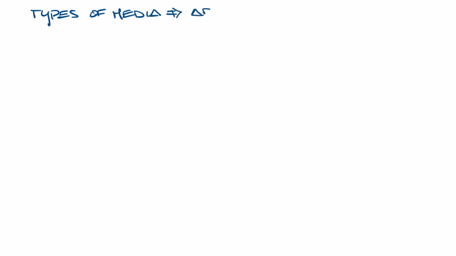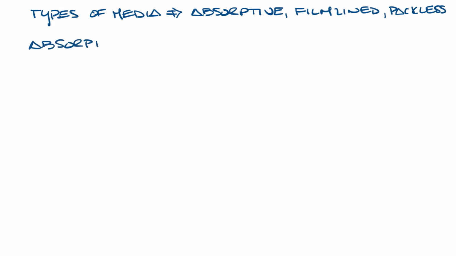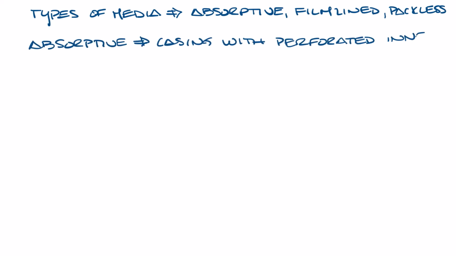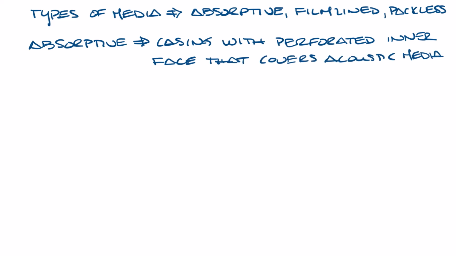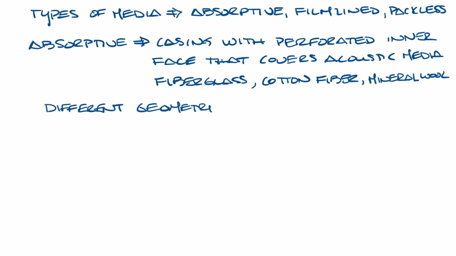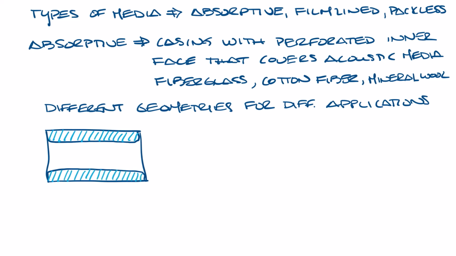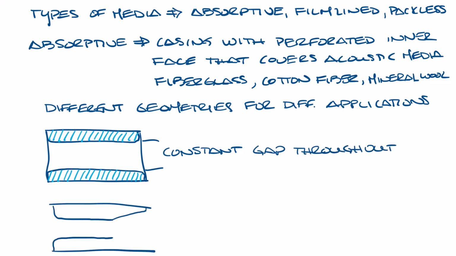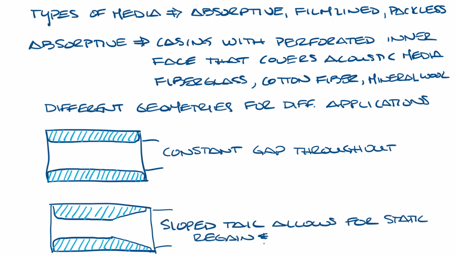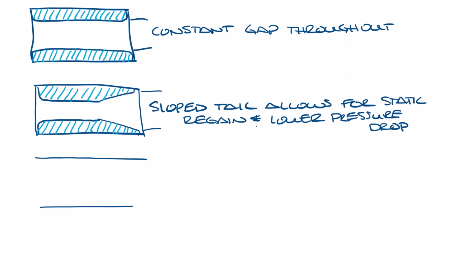There are several different options for the media inside the silencer: absorptive, film line, and packless. Absorptive silencers have a casing with a perforated interface on the inside that covers an acoustic media such as fiberglass, natural cotton fiber, or mineral wool. The silencers will have different internal geometries based on application. So you can have something like this, where this blue is the media, and this has a constant gap throughout the silencer. You can also have something like this that has a sloped tail arrangement, which allows for static regain and improved pressure drop. Let's slide it up one more time.